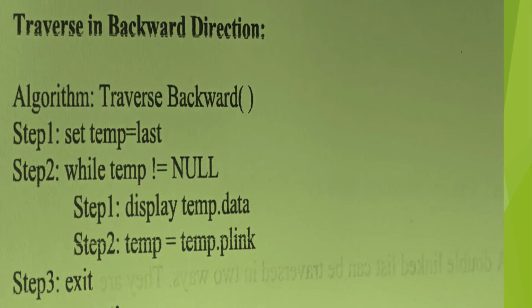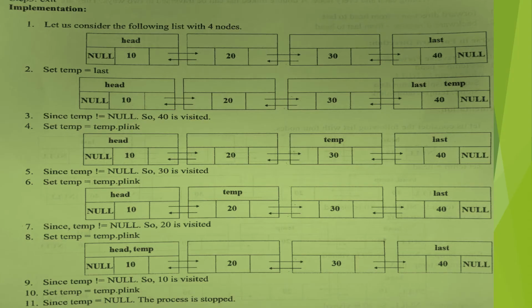We have to traverse from the last element to the head element, so we will use the p-link reference. Let us see it diagrammatically. Consider a double linked list which contains 4 elements. I am traversing in backward direction.